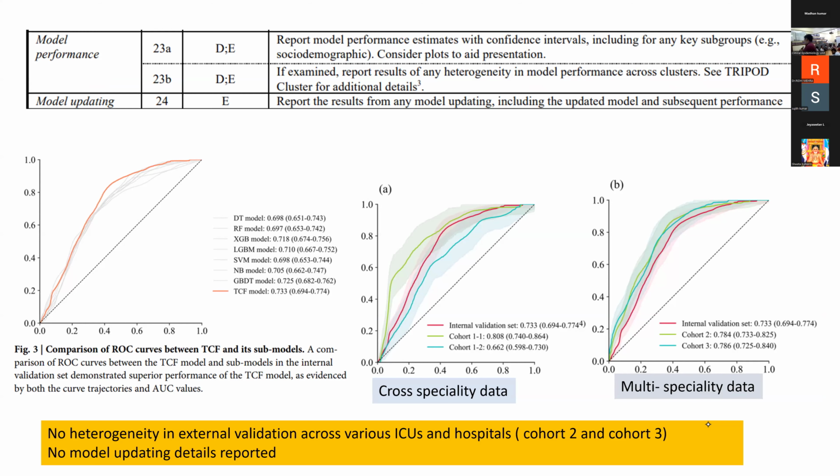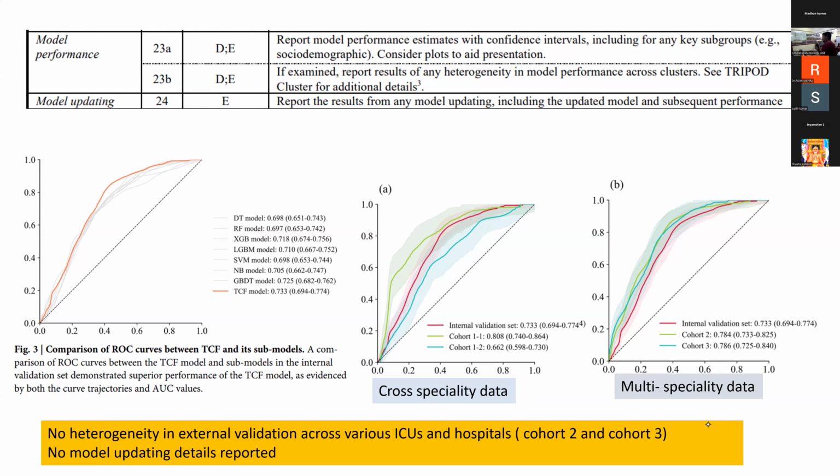Now they have given the data for validation in the other subspecialties as well, which are the pediatric ICU and respiratory medicine ICU. There the TCF model also seems to perform well, at 0.808 in the pediatric ICU cohort, but in the respiratory cohort it performs a bit lower, at 0.662. But in the multi-center data, the AUC they got is 0.78 in both cohorts, which seems to be performing well in the external validation too.